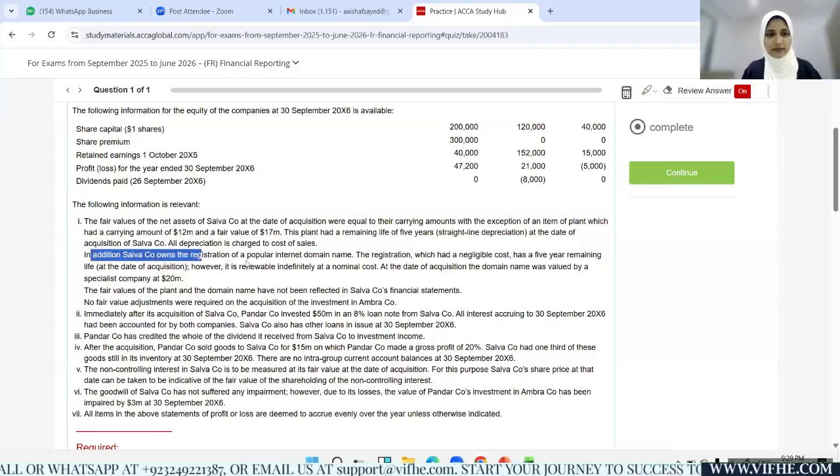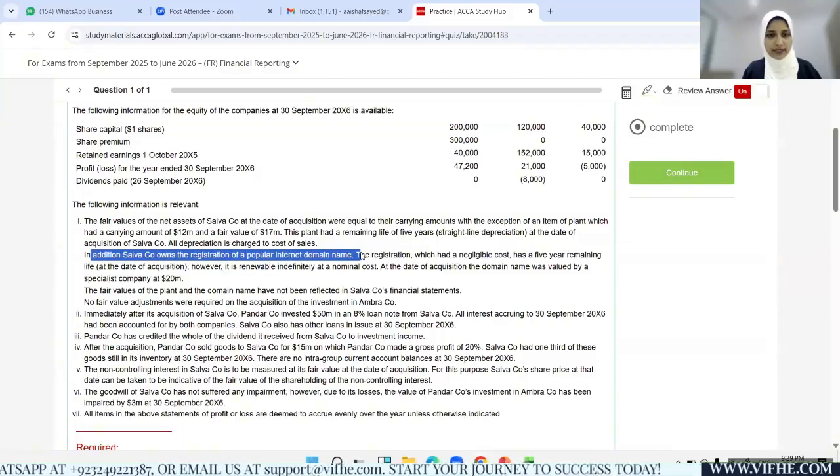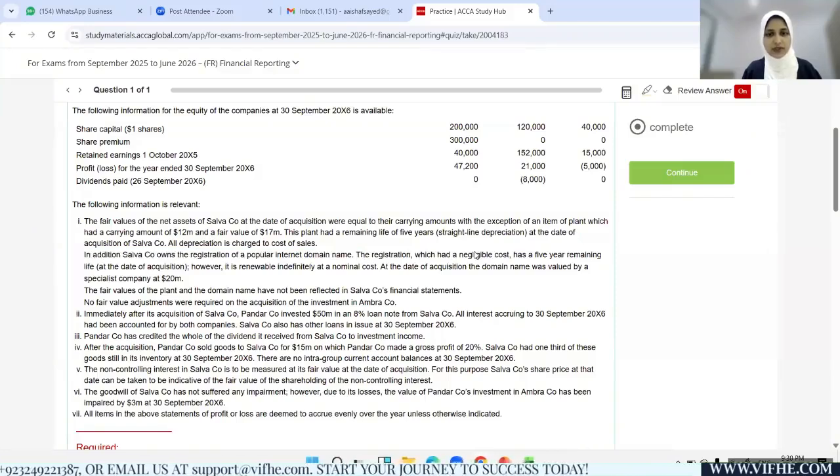In addition, Salva Company owns the registration of a popular internet domain. The registration, which has a negligible cost, has a 5-year remaining life. However, it is renewable indefinitely at a nominal cost. At the date of acquisition, the domain was valued by a specialist company at 20 million.